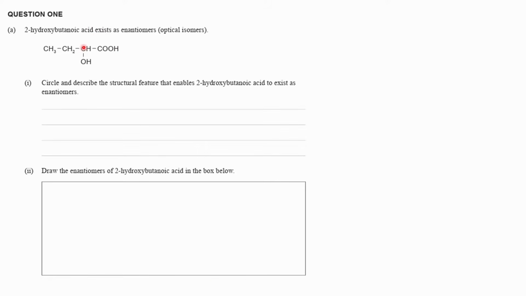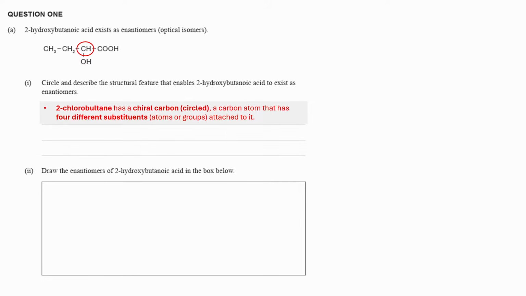However, the third carbon from the left here has on the left a CH3CH2 group, on the right a COOH group, down the bottom an OH group, and a hydrogen atom. It has 4 different groups. That there is our chiral carbon, so we circle that one. Now remember what I said that made it a chiral carbon: it had 4 different substituents. You might just use the words group or atoms, or atoms/groups attached to it.